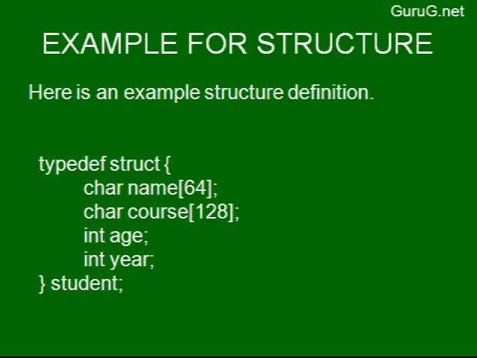and you can see I have given a character array for the first one, name, and similarly for the next one I have given course, which is also a character array. That is followed by two integral data types, one is age and the next one is year, and I have given the structure name as student. Now this will create a new data type, and we are going to see how we are going to use it.